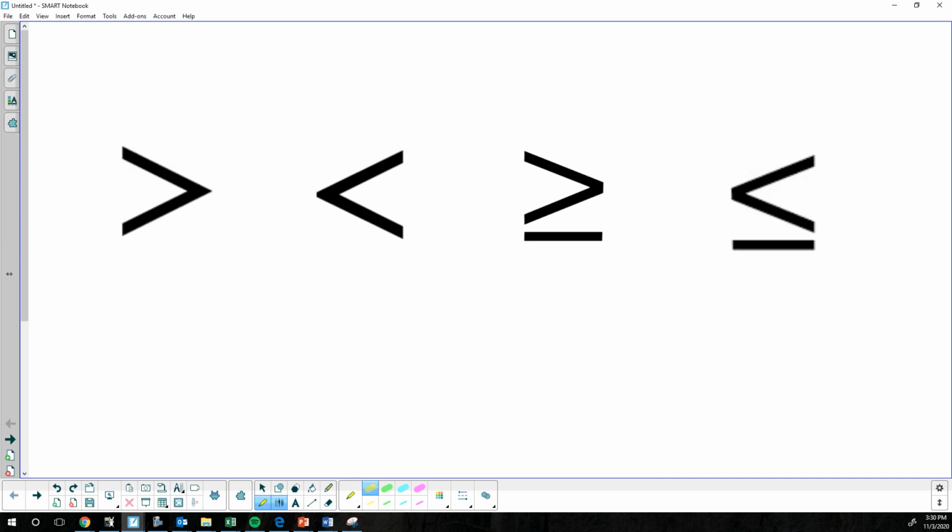Okay, hi math class. We're going to do a quick review for inequality word symbols. So first I wanted to start with reviewing what the symbols mean.